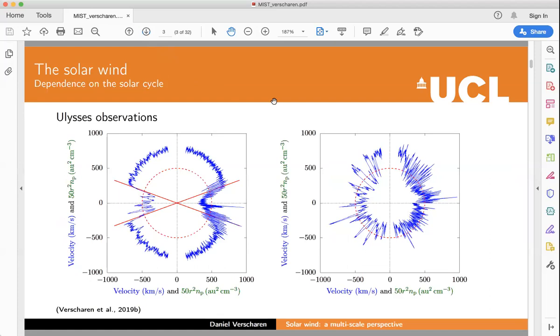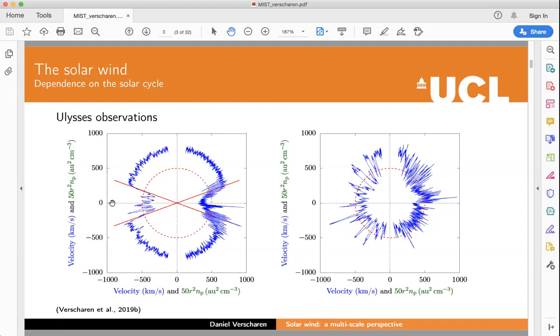But we had to reproduce some of the figures for the review article. So whenever you see this reference here on the bottom, this is the review article. And these plots now, they are polar plots. And the distance from the origin basically shows you the speed of the wind at that heliographic angle, so at the heliographic latitude.